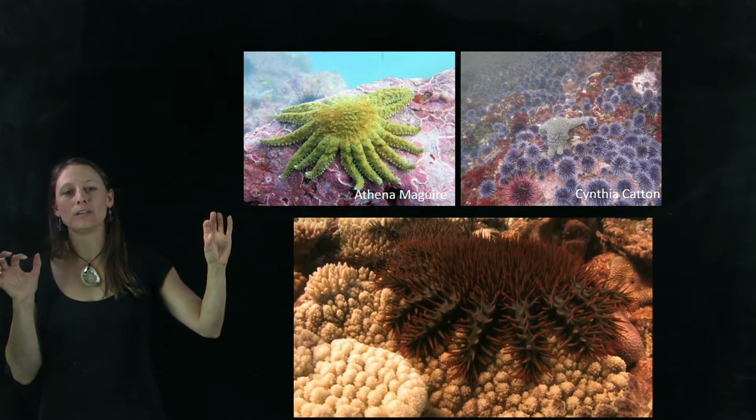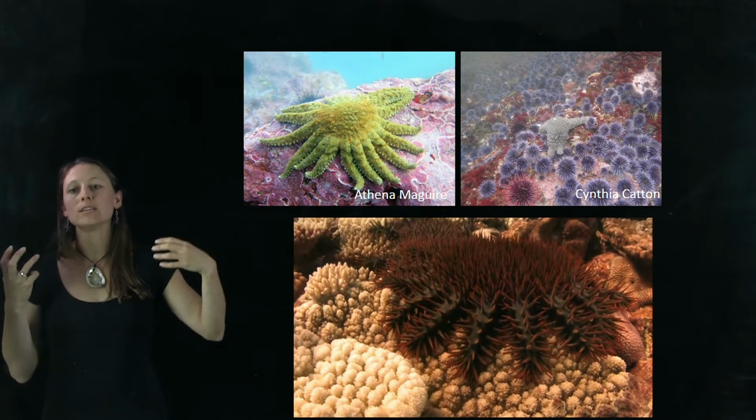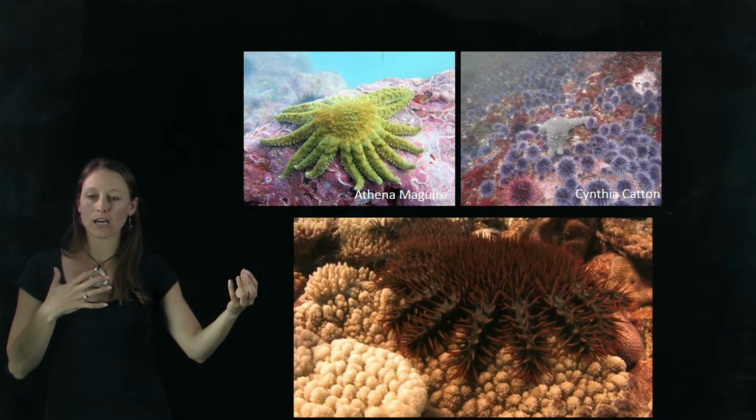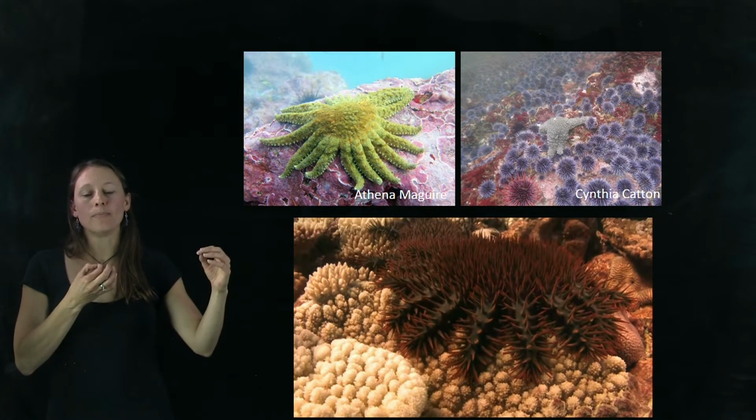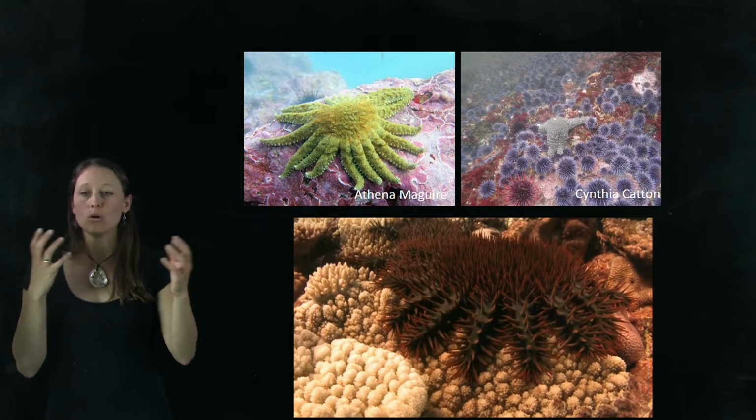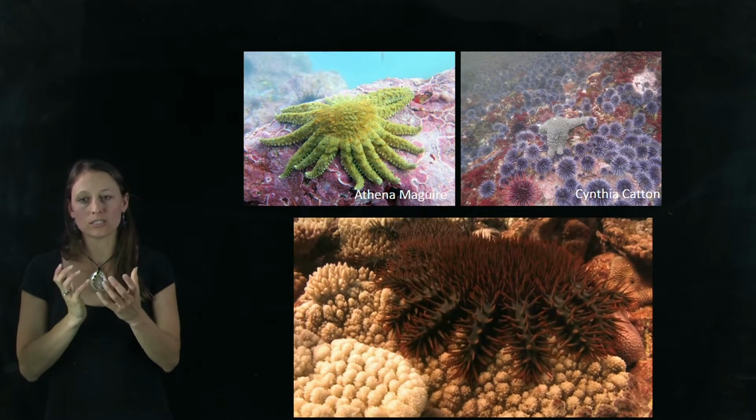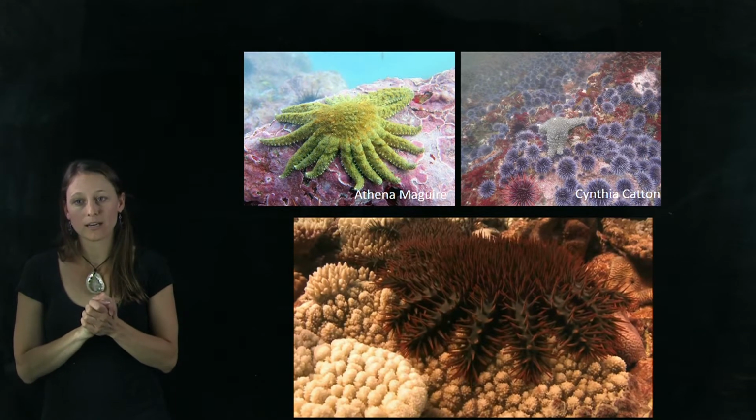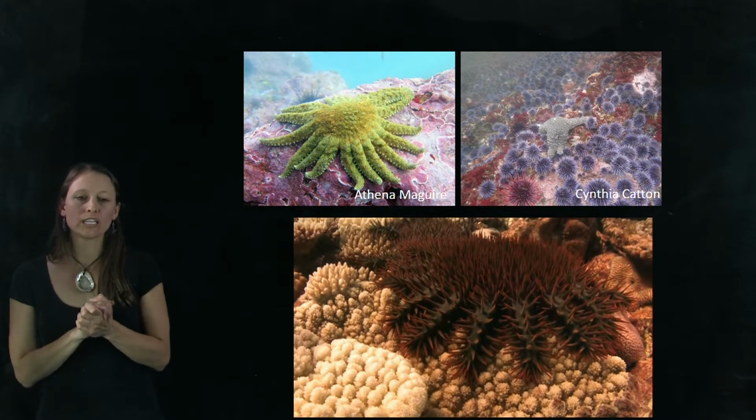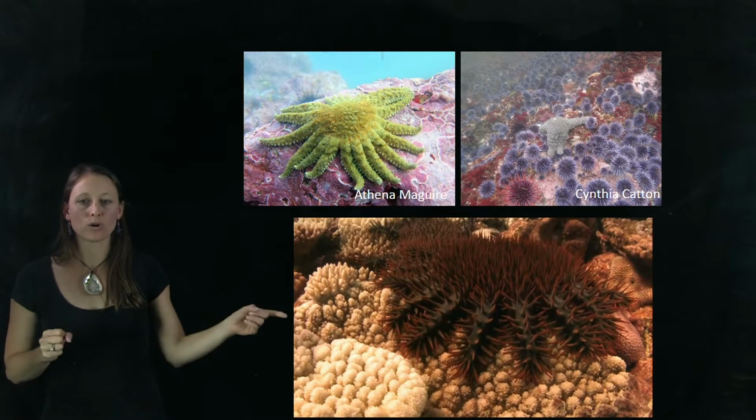What's happening now in places in California is without this sea star to keep the urchins in check, plus a couple other factors, the urchins have just gone bananas and they're mowing down the kelp forests. And one of the things that's on the potential list of things to do is to get these sea stars back. Another really ecologically important sea star is the crown of thorns starfish.